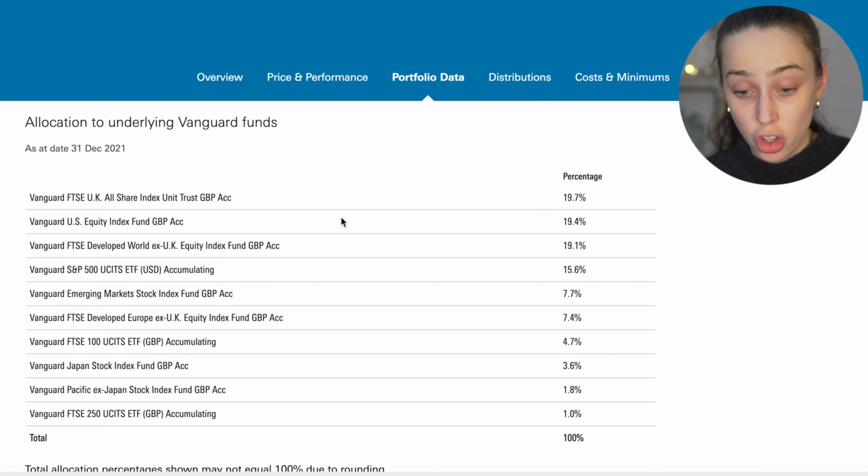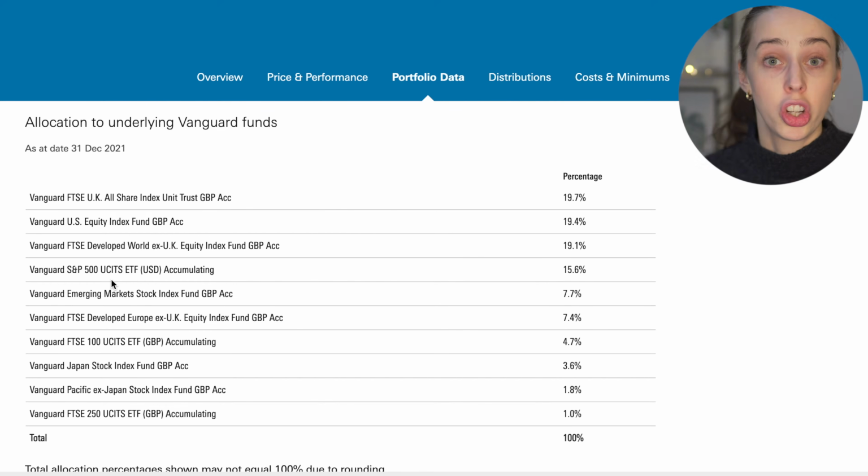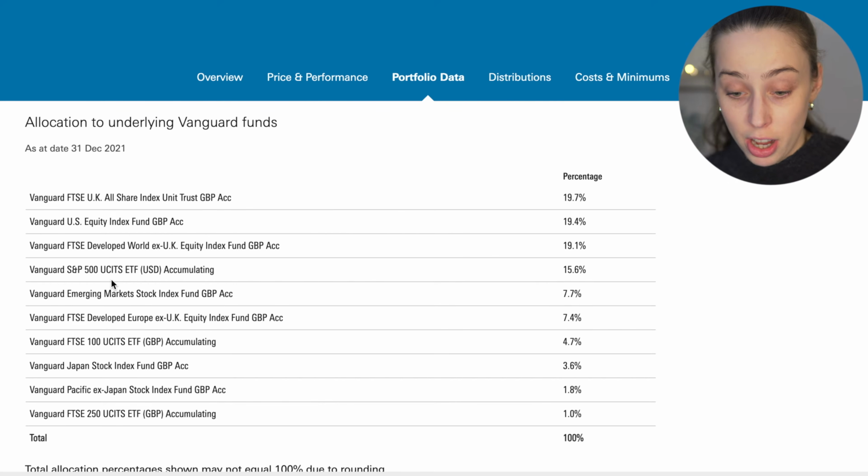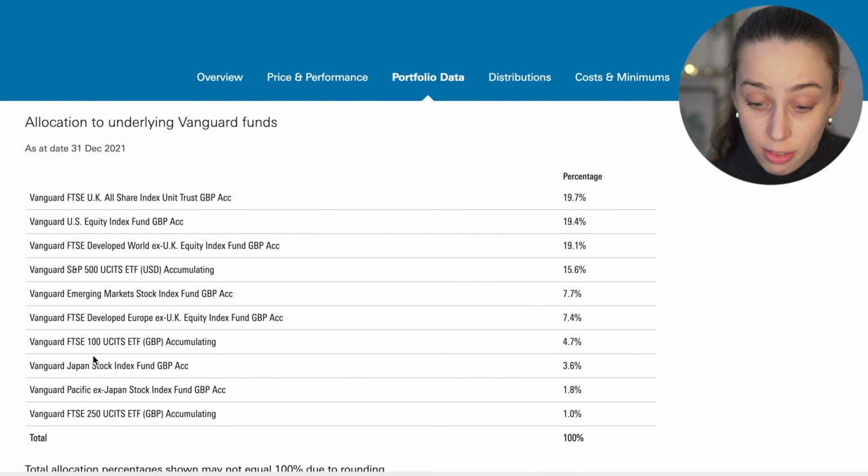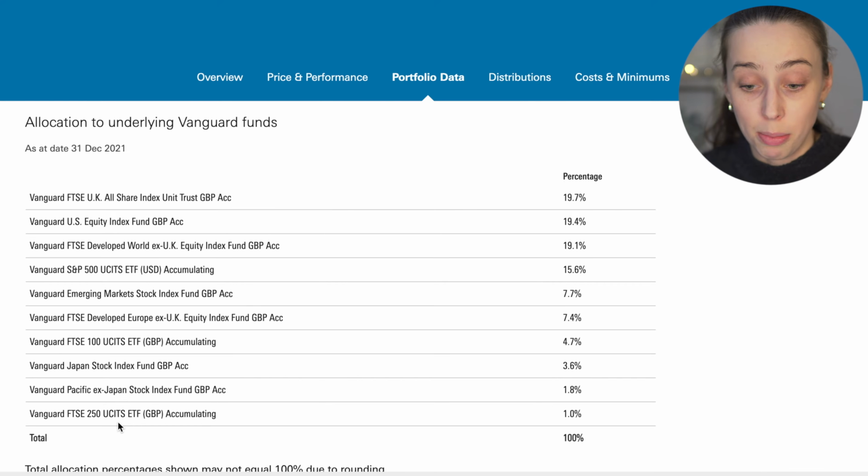If you remember, I told you that this fund invests in different cap size companies, and it's shown here because we've got the S&P 500, which is the large cap companies of America, the biggest 500 companies. But if you look down, you're also getting the FTSE 250, which tends to be the mid and smaller cap companies here in the UK. So you are getting different cap sizes, but it could be that you're getting all of the big Americans but only some mid-cap companies in the UK. You have to bear that in mind when investing in these Lifestrategy funds.